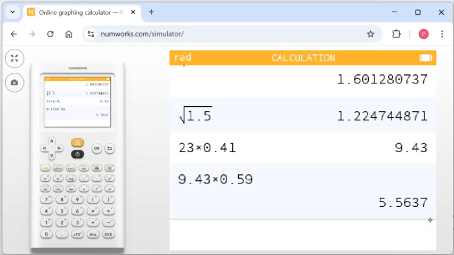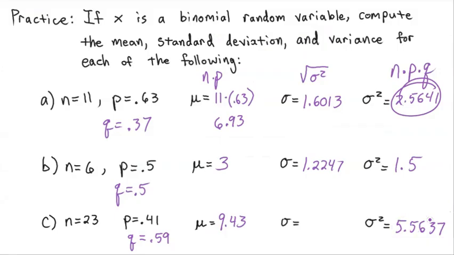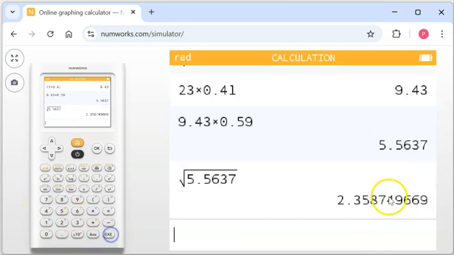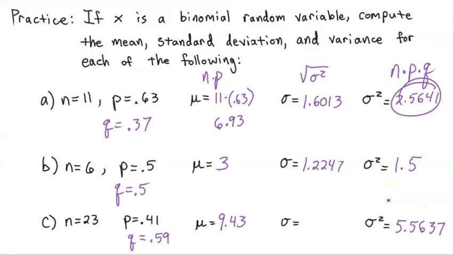Okay, and now we need the standard deviation. We'll just do the square root of 5.5637, and that's going to give us 2.3587. Okay. All right, and that's some practice at calculating the mean, variance, and standard deviation of a binomial random variable. And now we're just going to do some practice for cumulative probabilities for a binomial random variable.